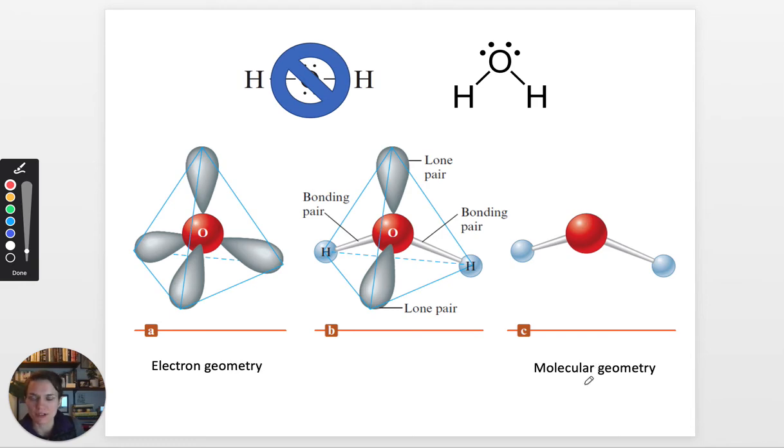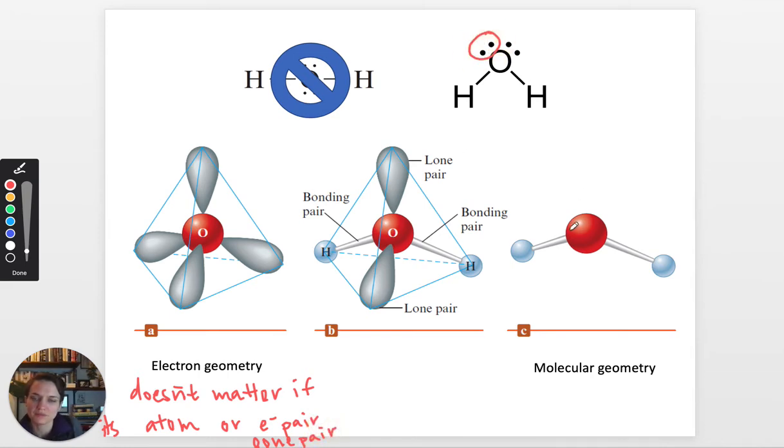So electron geometry is treating everything as equal. So it doesn't matter if it's an atom or an electron pair, right? Otherwise known as a lone pair, right? These are lone pairs.